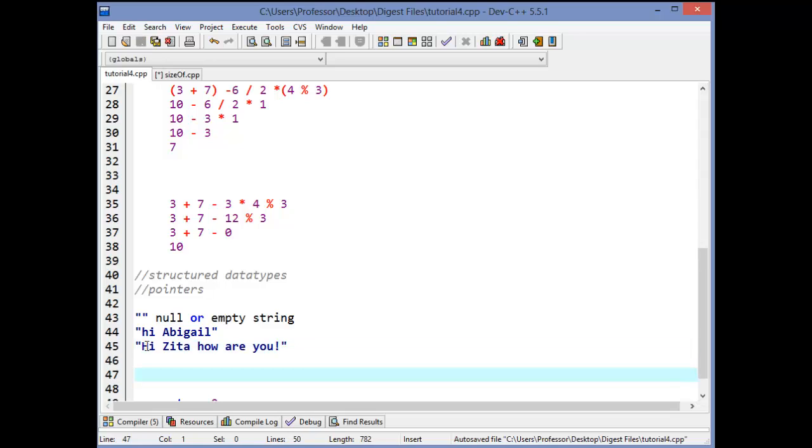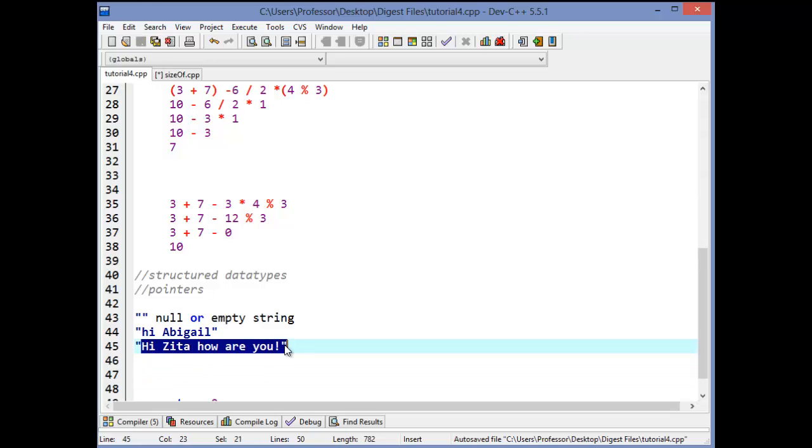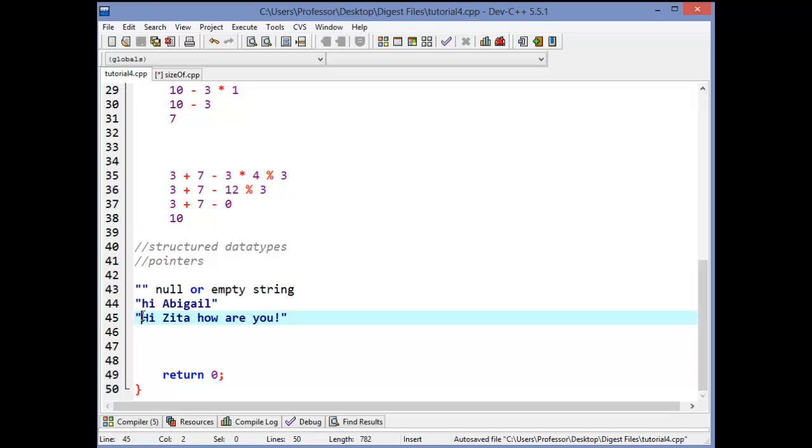Now, the position of each character in a string can be identified by their index. Is that okay? Each particular character in a string has a position. Is that okay? And we call that position the index. So for example, position of Z in the string hi Zeta, how are you, will be 0, 1, 2, 3. Is that okay? Remember, space is also a character.